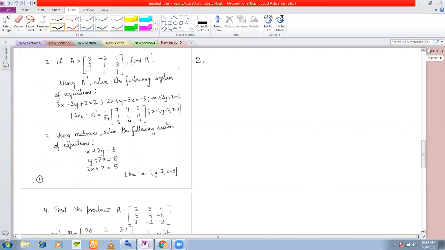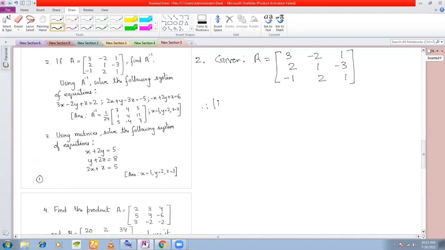Let's see the next set of equations, but this time we have three equations in three variables. Given here, if A is equal to this, find A inverse. So let's first find out A inverse. Given here, matrix A is 3, minus 2, 1, 2, 1, minus 3, minus 1, 2, 1.